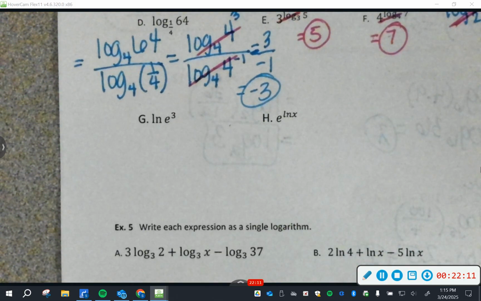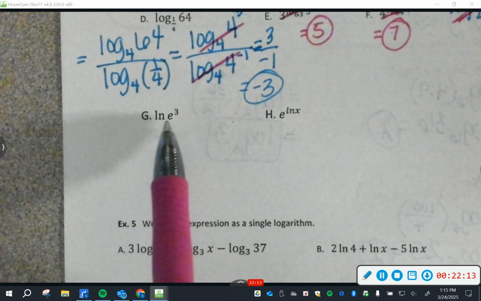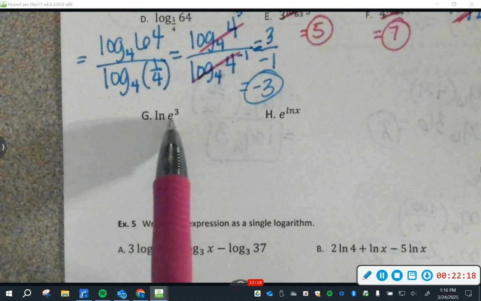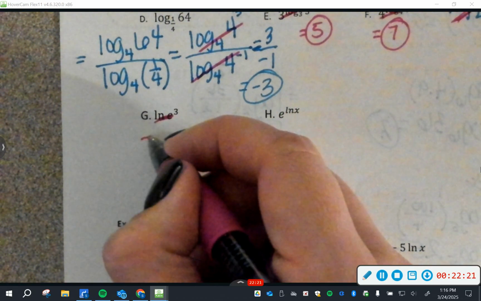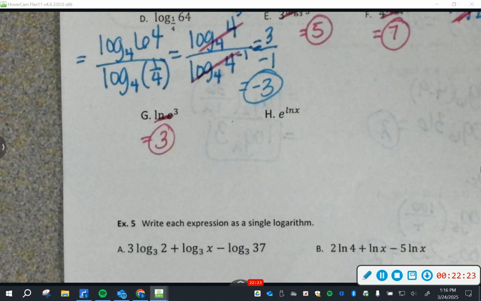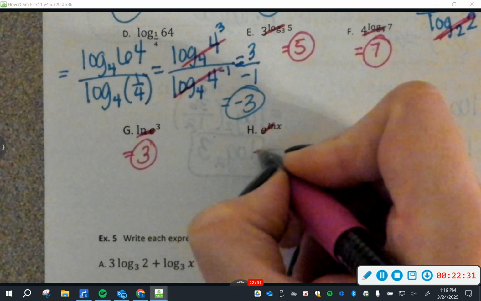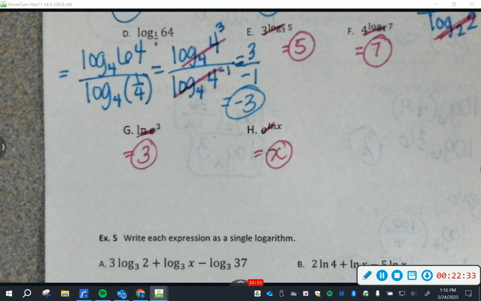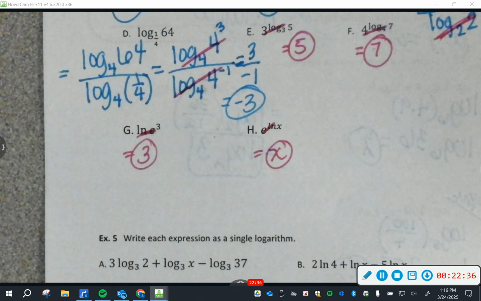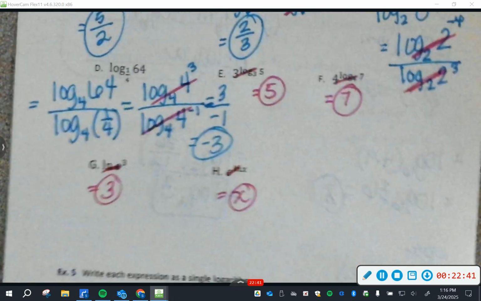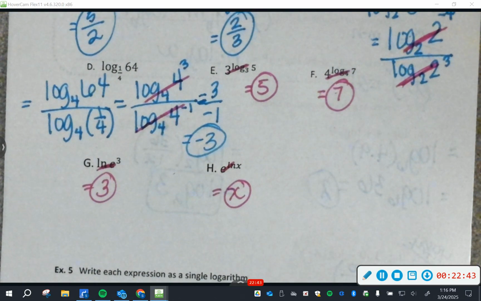ln of e to the 3rd. Got to remember, what's the base of an ln? It's e. So these match. 3 is just our answer. And then e to the ln, those match. Okay? So this is just about recognizing when you have that inverse property. And like I said, it's going to come back more when we are solving equations.